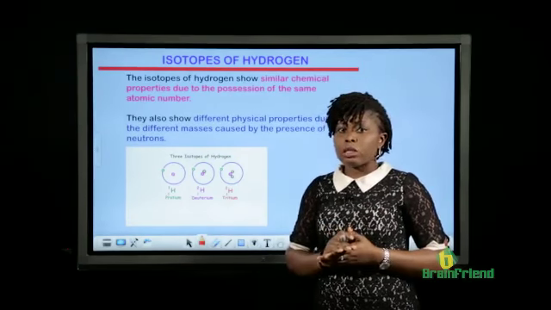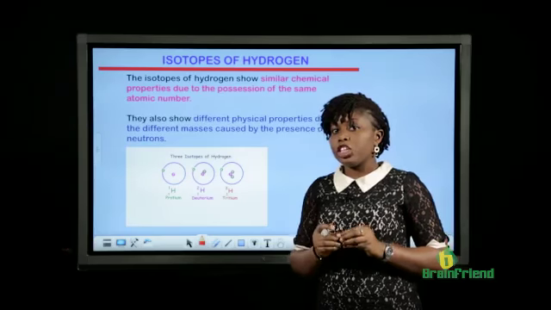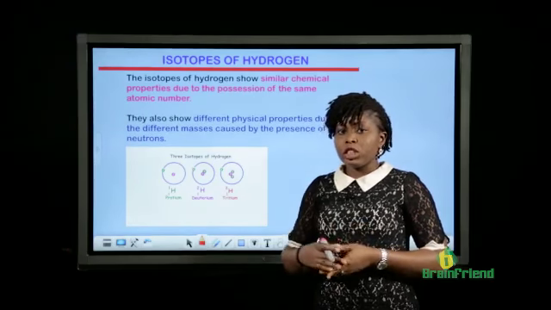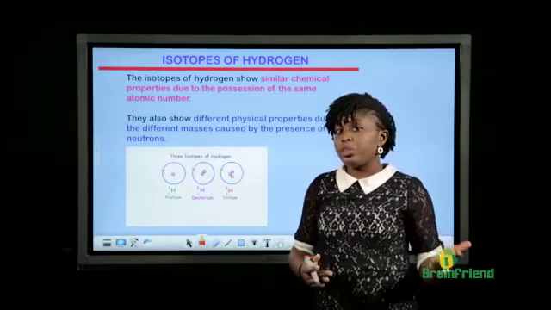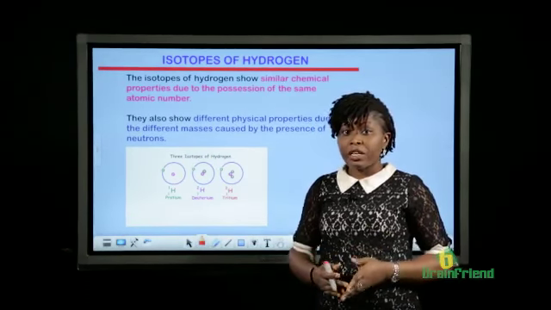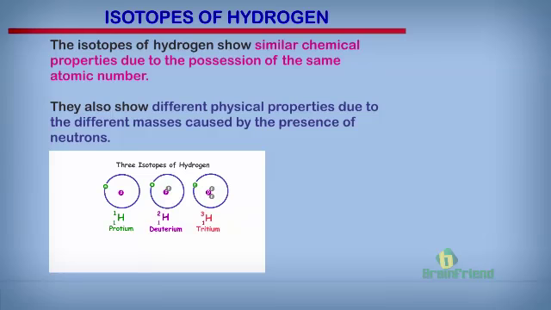Most times, isotopy does not affect the chemical nature of elements. For example, the way protium will behave in a chemical reaction is the same way that deuterium and tritium would behave in a chemical reaction. But what isotopy does is that sometimes it affects the physical properties of elements.